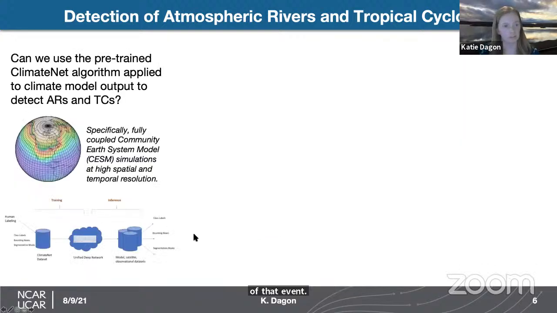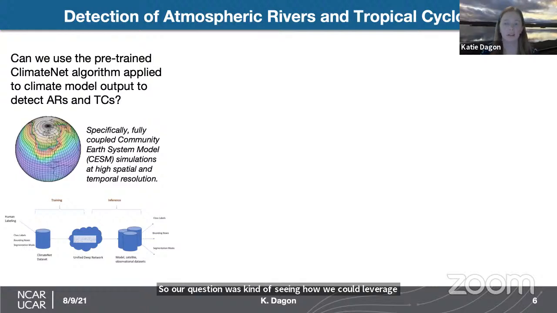So our question was seeing how we could leverage this existing trained model and use some of the simulations that we have at NCAR. So in particular, the Community Earth System Model, which has already been mentioned a couple of times, CESM simulations that were run at high spatial and temporal resolution. And the high temporal resolution is really key for capturing these dynamic features. But the question was, can we use the pre-trained algorithm applied to climate model output and still detect these features?